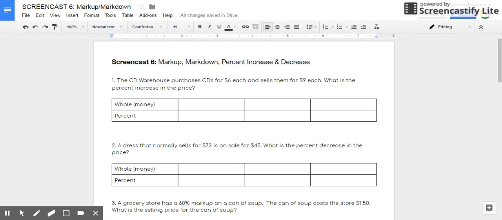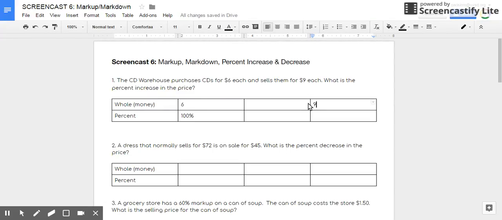So in problem number 1, it says, the CD warehouse purchases CDs for $6 each and sells them for $9 each. What is the percent increase in the price? So we are purchasing the CDs for $6. So that's going to be our original price, which goes over 100%. It then says we are selling them for $9 each. Since we're going from 6 to 9, we know this is going to be a markup since the numbers are increasing. So our goal is to find out what is the percent increase from 6 to 9.